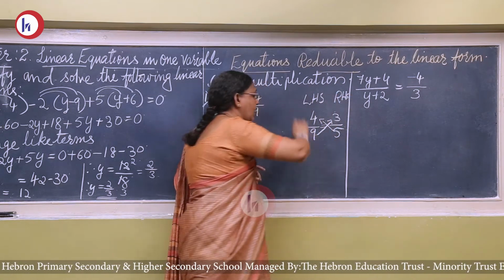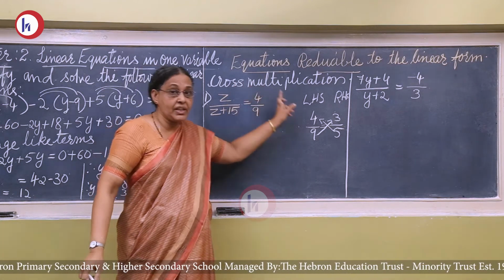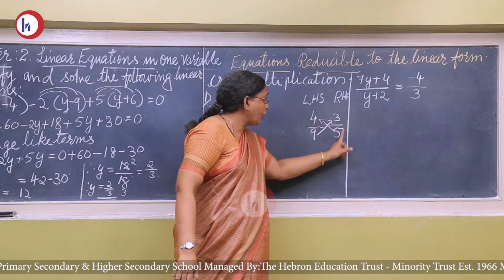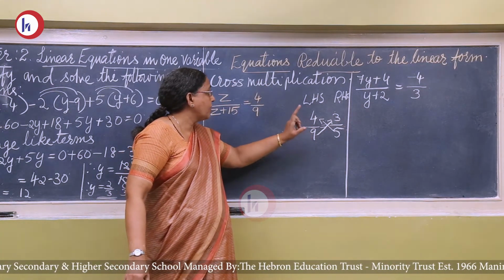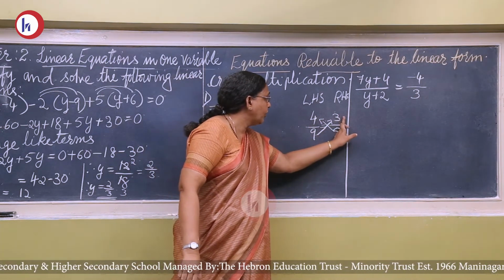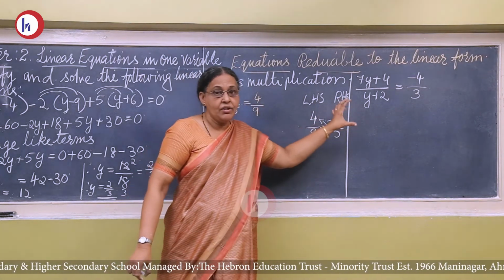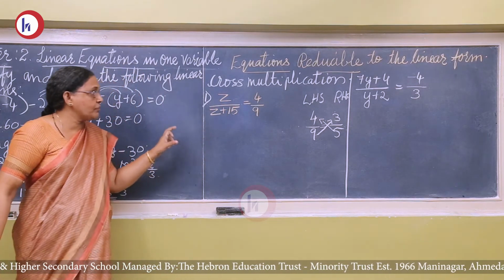So, you can understand very easily what it is. What is meant by cross multiplication? Cross multiplication is to multiply the denominator of the RHS with the numerator of the LHS, and the denominator of the LHS with the numerator of the RHS, to equalize. For what? To equalize. So that we call it cross multiplication.